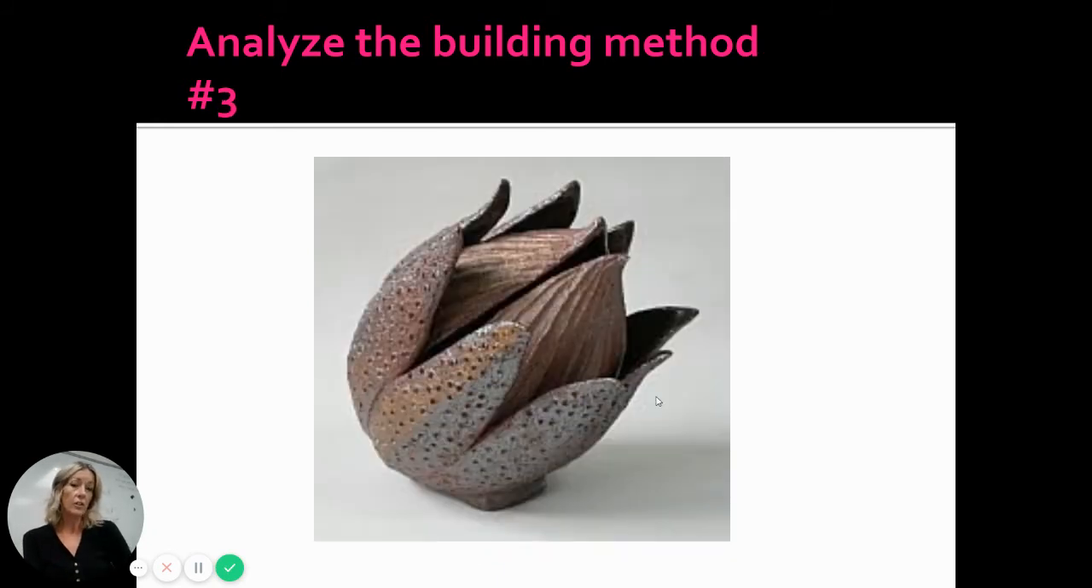So I challenge you to look at this one and deconstruct it. How did this form come to be? Knowing that this is throw-and-alter, it had to originate on the wheel. So what part originated on the wheel, or what parts, and then when did they start changing the shape and how? So please, do your best, try to deconstruct that.